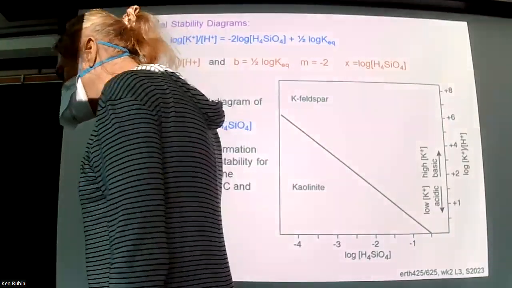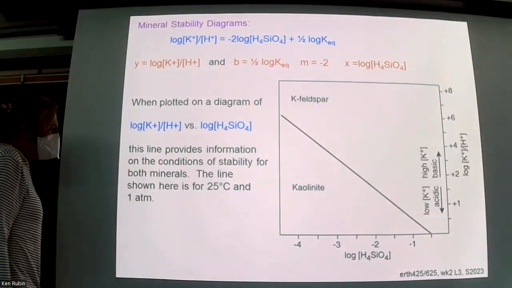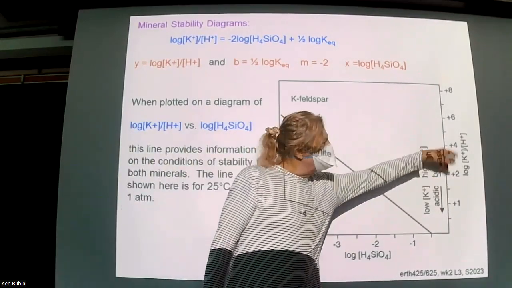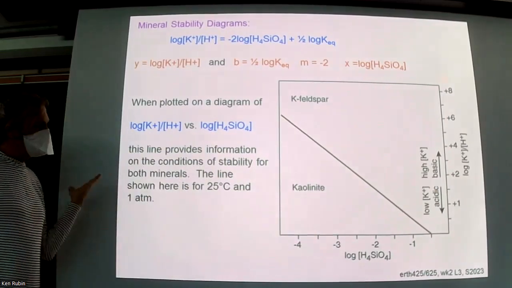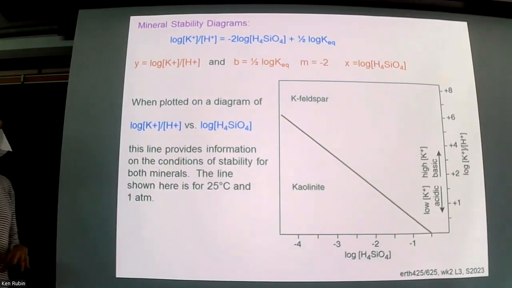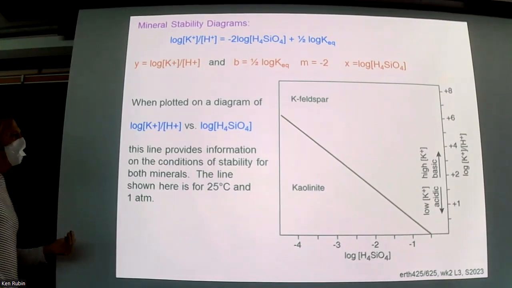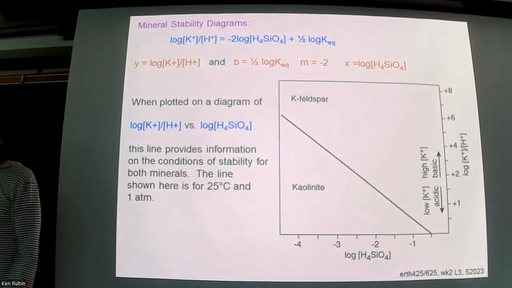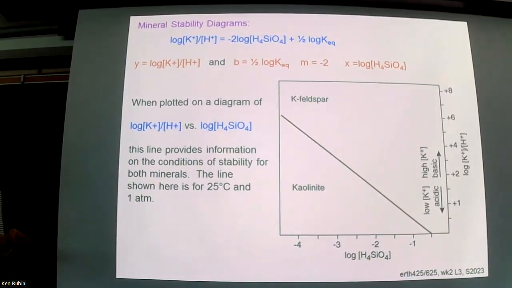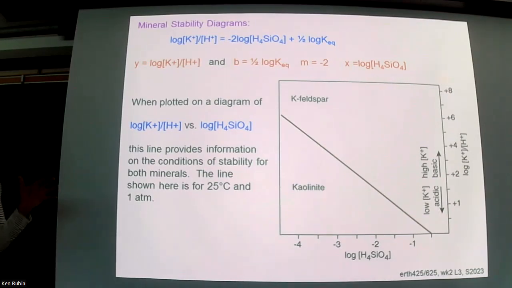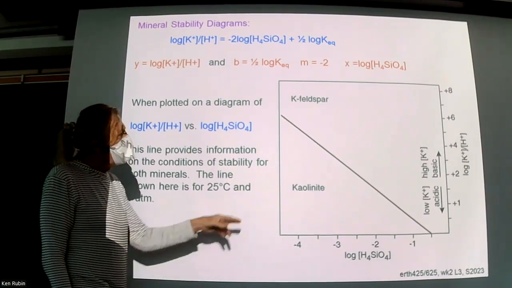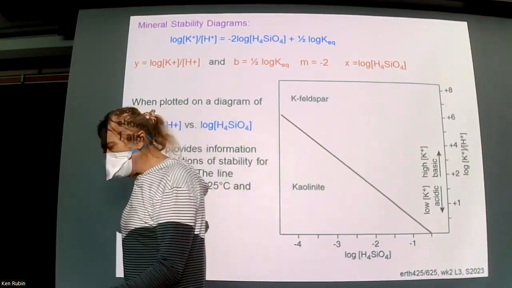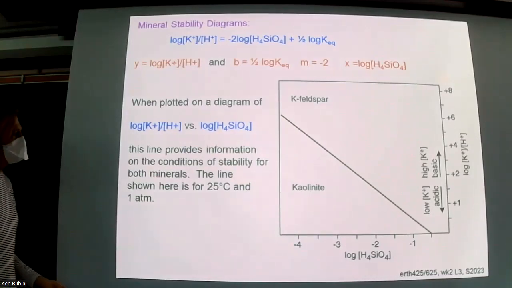Okay, so this is what that looks like on a diagram of log dissolved silica versus log of potassium ions over hydrogen ions. So just a line, and that line separates the fields where at chemical equilibrium we will have either potassium feldspar or kaolinite. We can also predict the composition of waters to some extent. If we know we've got both those solids present in chemical equilibrium, then our water must be somewhere along this line. And if we can independently measure the pH, then we can pick off exactly the potassium concentration that we expect from it.